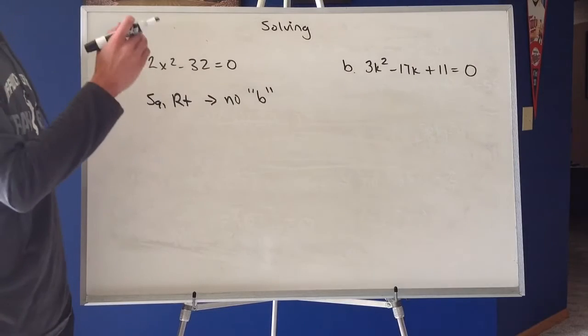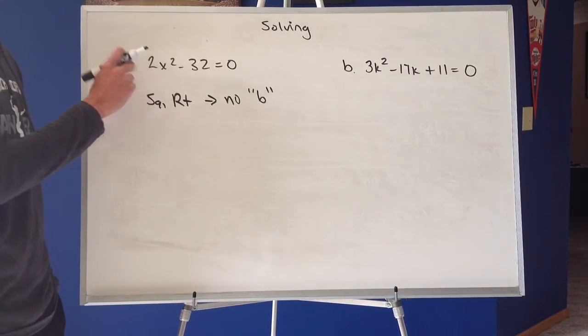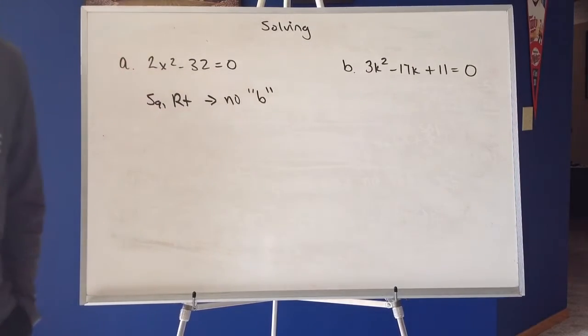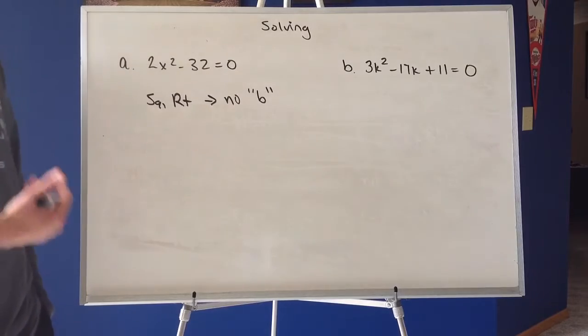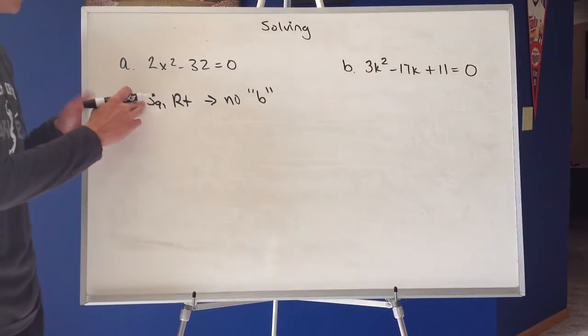You also could factor. You also could use quadratic formula. Those would both work. You could not complete the square. That one would not work here. So you really have a couple options, but this is the best option.